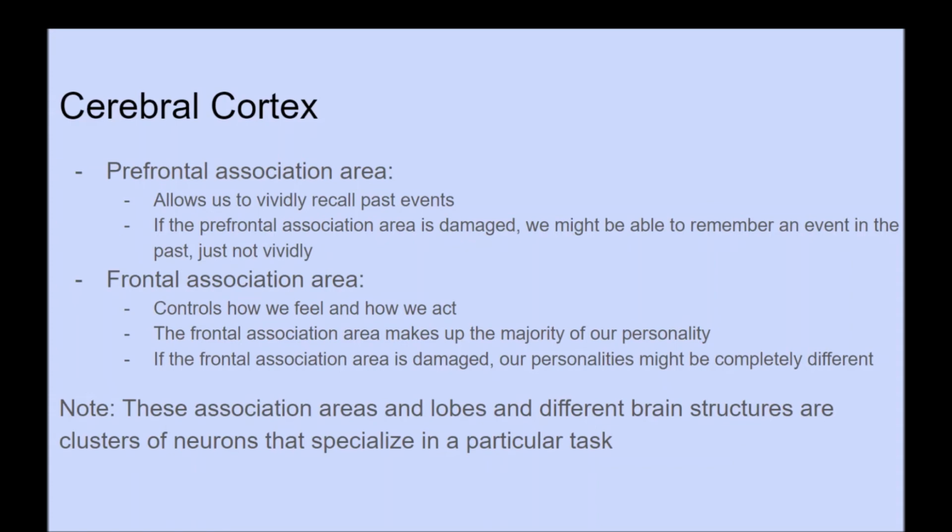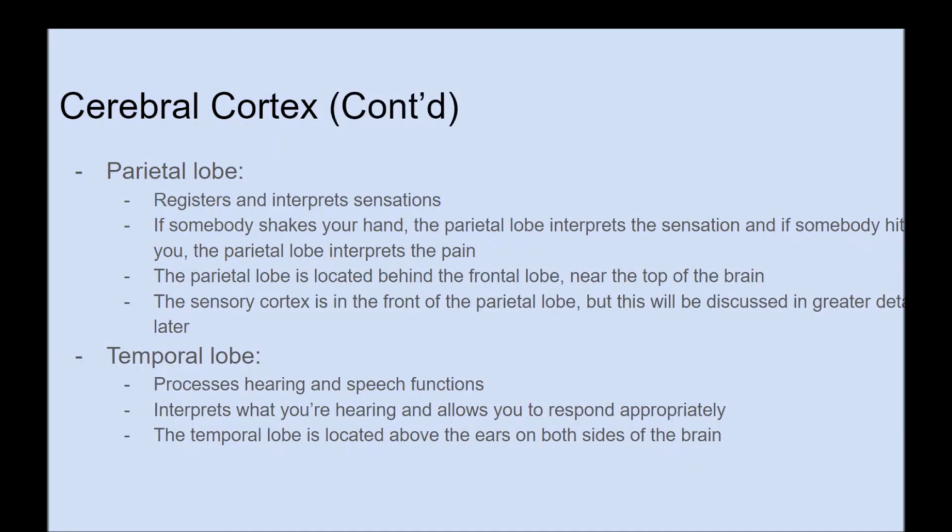These association areas and lobes and different brain structures are clusters of neurons that specialize in a particular task. So it's not like if you were just to look at a brain, you would be able to readily pick out these different areas, because it's just a cluster of neurons. So continuing with the different lobes, we have the parietal lobe, which registers and interprets sensations.